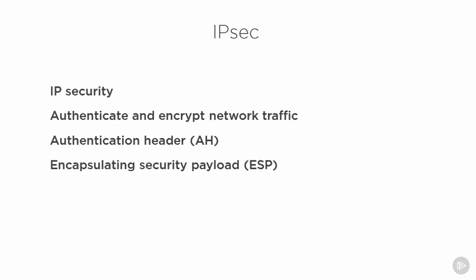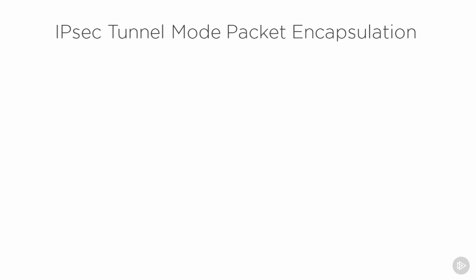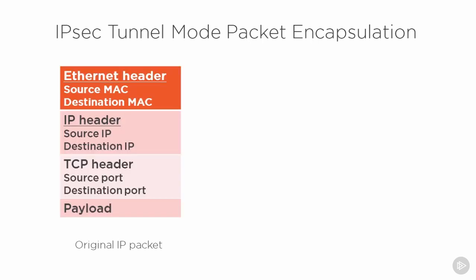With IPsec tunnel mode, packet encapsulation and tunnel mode might be what we use if we configure a site-to-site VPN, for instance, to link two offices together over the internet. If we take a look at the structure of a packet prior to being encrypted with ESP, or encapsulating security payload with IPsec, it would look kind of like this.